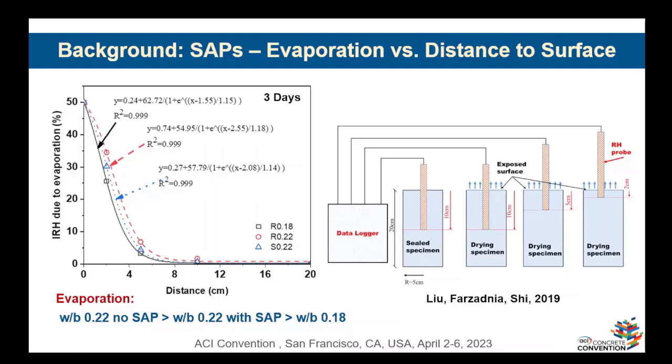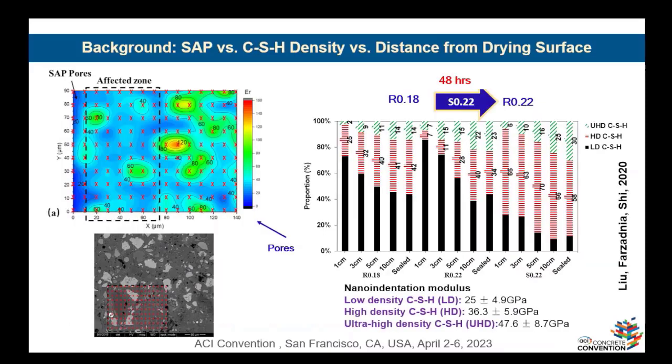If we have the same water to binder ratio in concrete, for example, here we have water to binder ratios of 0.22, 0.18, and 0.22, when we add SAP, it reduces the evaporation significantly. And this control of evaporation can lead to formation of higher density calcium silicate hydrate, or ultra high density calcium silicate hydrate. The results are already available in the Cement and Concrete Research journal.